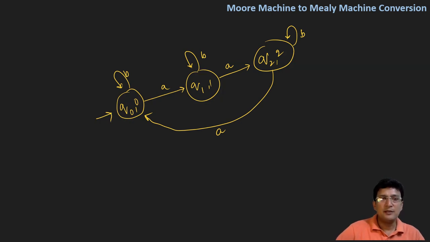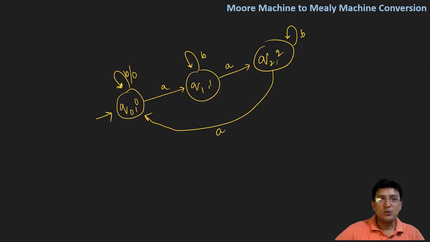So we have to convert this to the Mealy machine. So for the conversion, what we have discussed in the last video is that wherever the transition is ending, I will take the output of that state and associate that with the transition. For example, if I'm at Q0, and the transition with B remains at the Q0 state itself, the output associated with this transition should be 0.